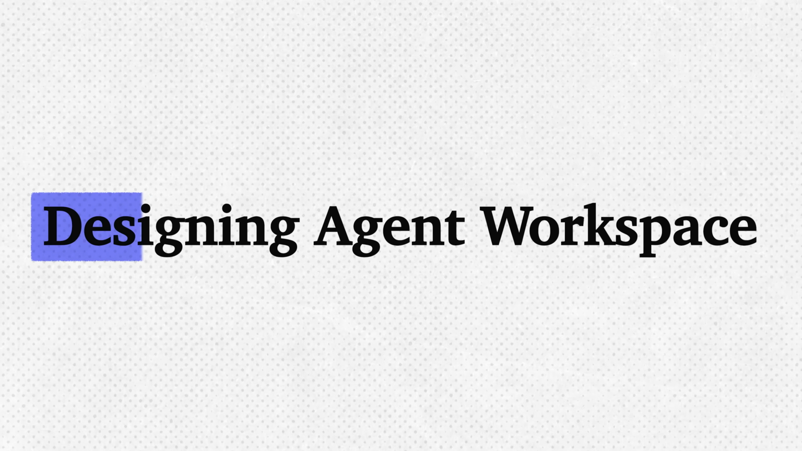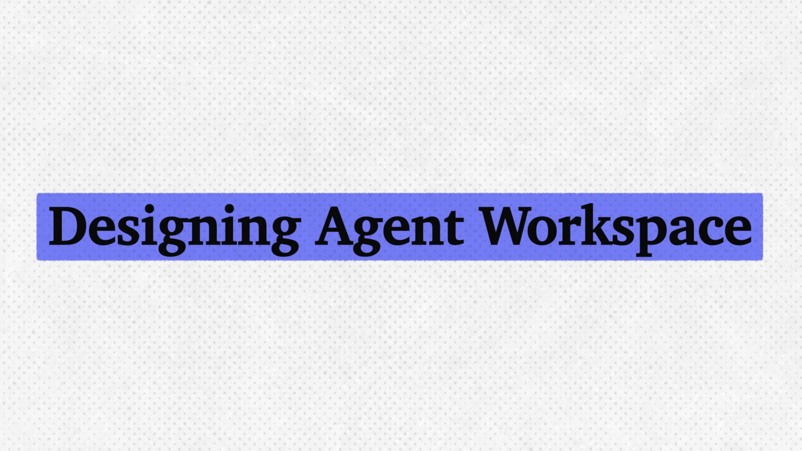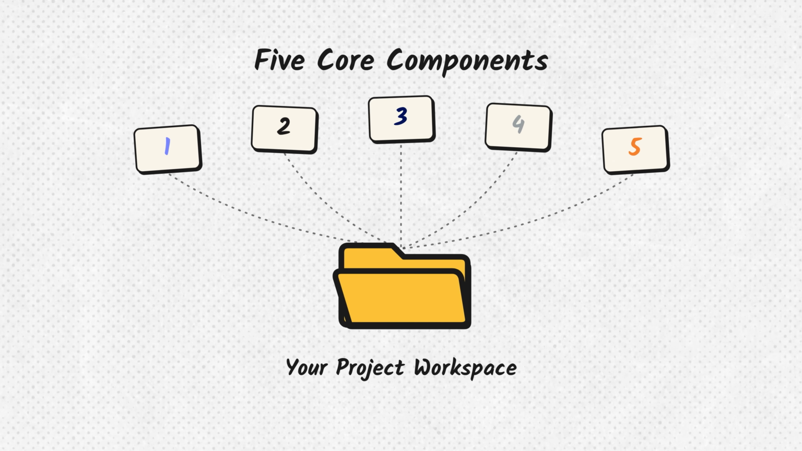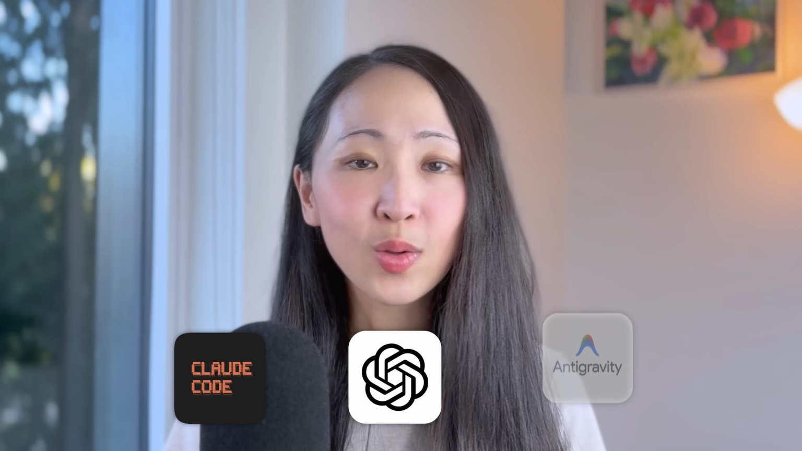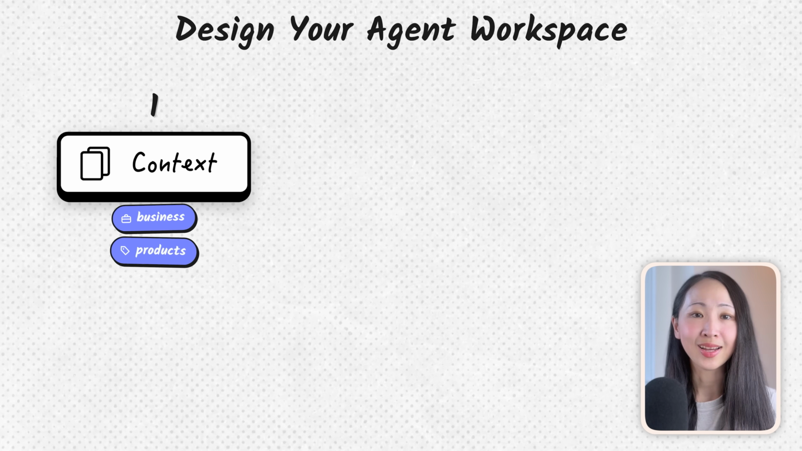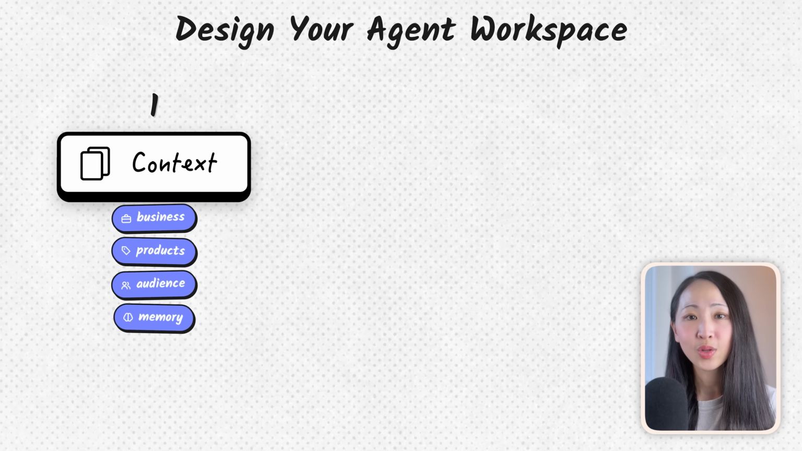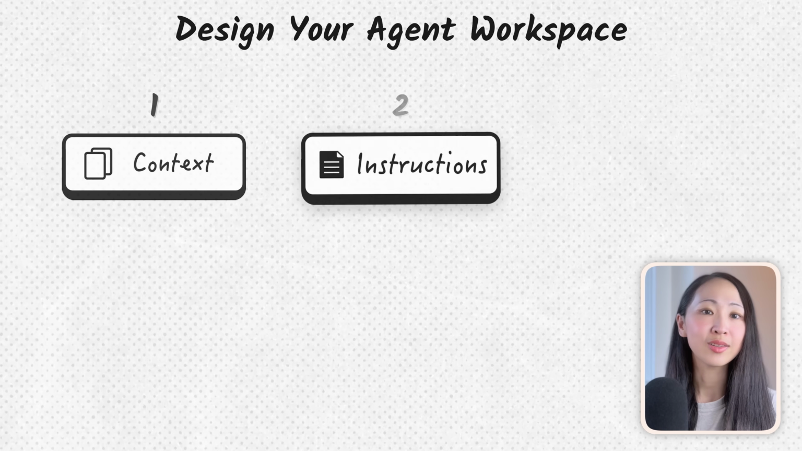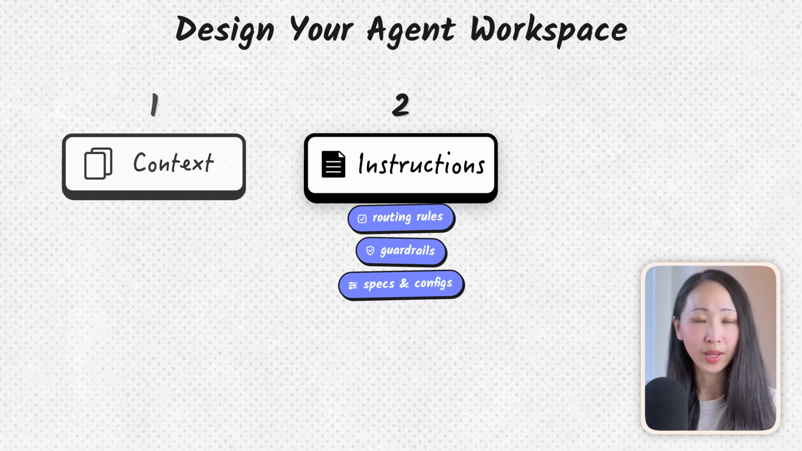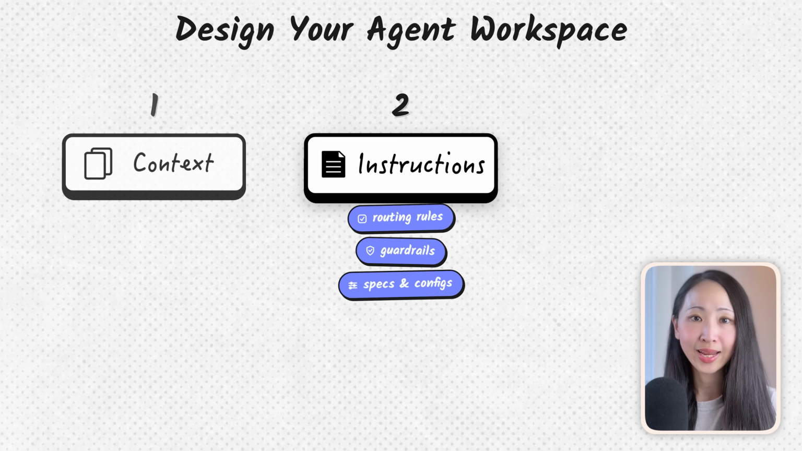So now let's design your agent workspace. And this is the harness we just talked about. Now, of course, it can get super technical, but the simplest way to think of it is a whole project workspace with 5 core components. And this exact folder is what you carry to Claude, Codex, or Anti-Gravity, or other AI platforms. So first, the knowledge and context, including memory, what your agent knows about you and your brand. And second, the instructions or configuration files. So these tell how the agent should behave, rules and specs to follow in your workspace.